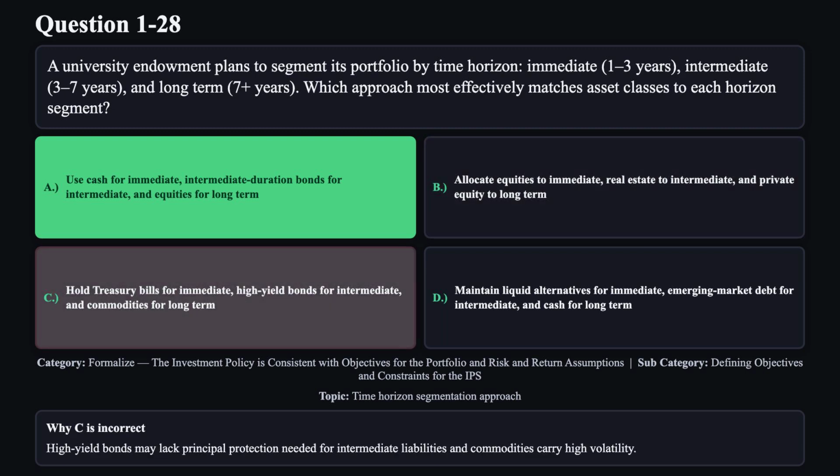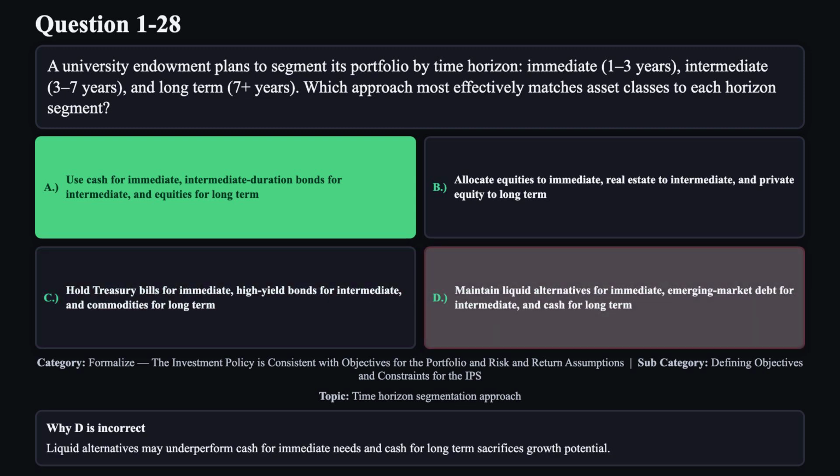Reason C is not correct. High-yield bonds may lack principal protection needed for intermediate liabilities, and commodities carry high volatility. Reason D is not correct. Liquid alternatives may underperform cash for immediate needs, and cash for long term sacrifices growth potential.